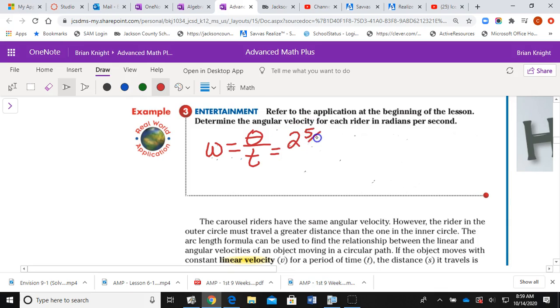Two and 5/8 times what again? 2 pi over, what was our time? Per minute. 1 minute. Okay? And remember that cool little thing I showed you earlier on the calculator? You can put 2 5/8 in your calculator just like it is and multiply that by 2 pi.